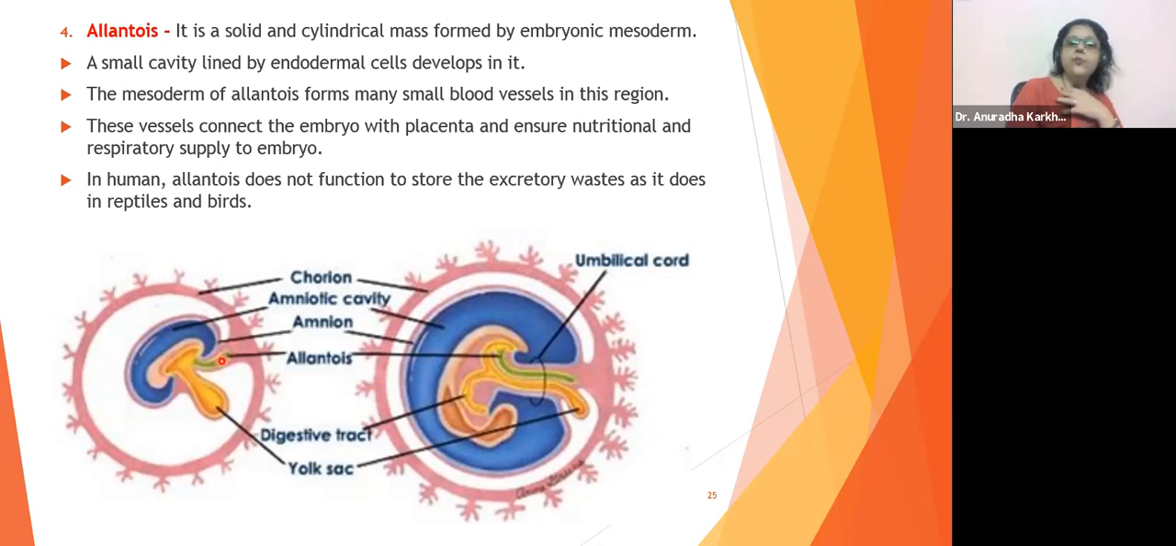So here there are going to be blood vessels. That is why when we cut the umbilical cord, there is going to be oozing of blood. Okay, so where will the blood come from? So the blood comes from these allantois. Okay, so the allantois is going to contain the blood vessels. These vessels connect the embryo with the placenta and ensure nutritional and respiratory supply to the embryo. Embryo cannot breathe. How can it breathe?